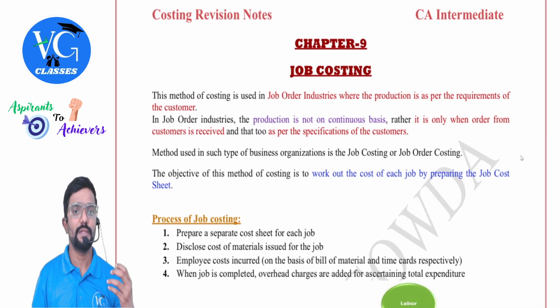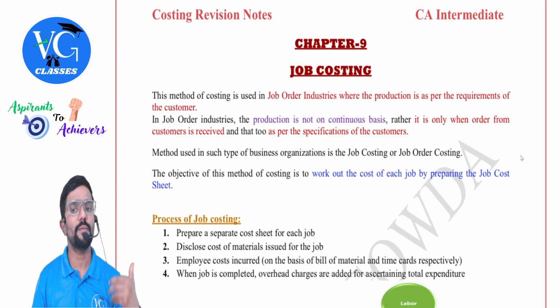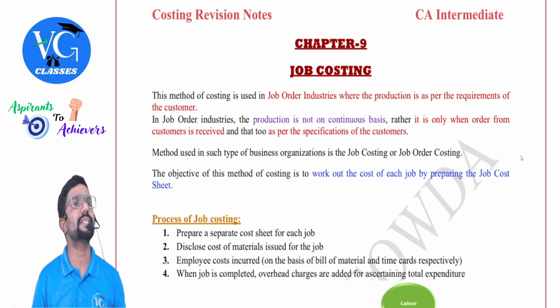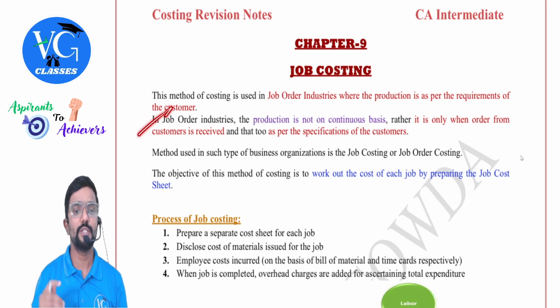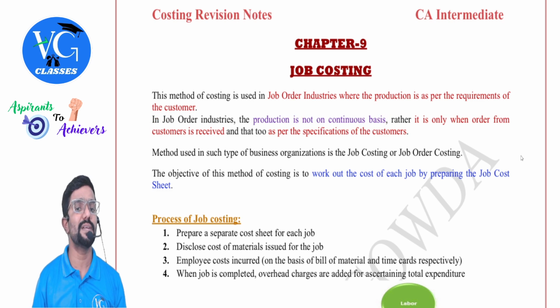Quickly, we'll go through. This method of costing is used in job order industries where the production is as per the requirement of the customer. It is not like I will manufacture and keep it, you will come and buy. No, no. You will come and give the order. Only then I will start doing the work as per your specification. In job order industries, the production is not on a continuous basis. Rather, it is only when an order from the customer is received.